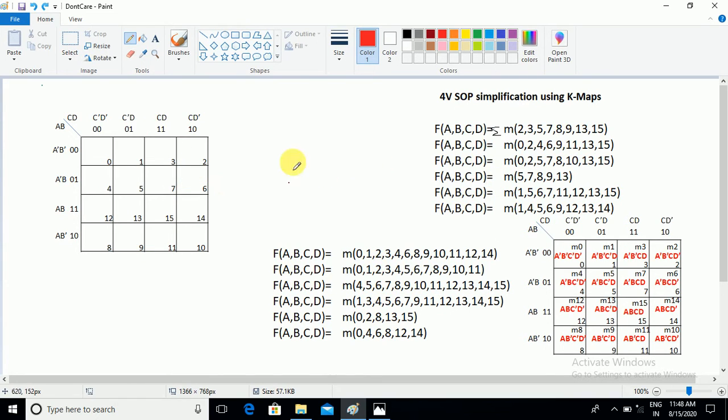Next problem is 0, 2, 5, 7, 8, 10, 13, 15. Okay, fine. So now this problem is also very important. Here we can easily create one 4-cell group.